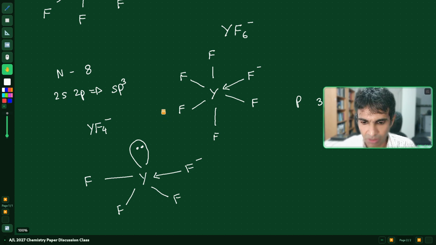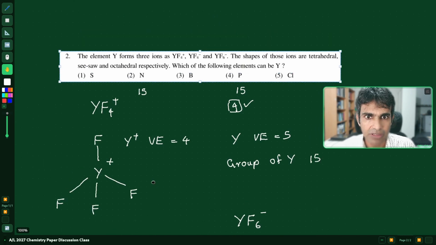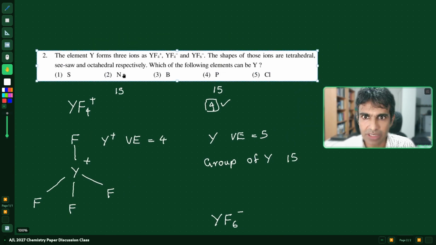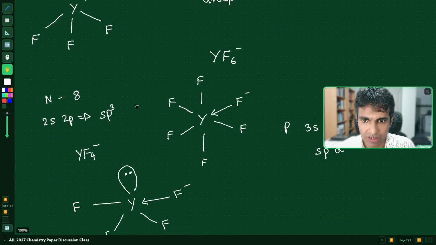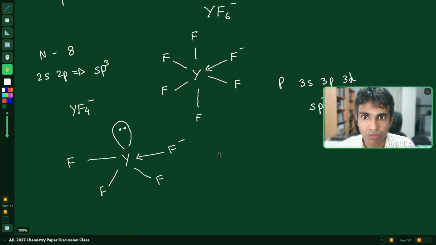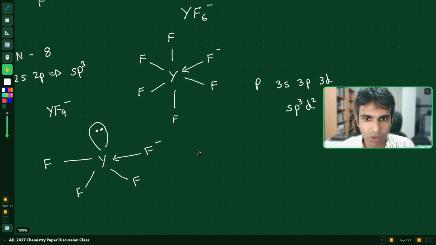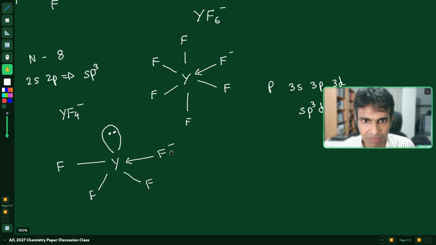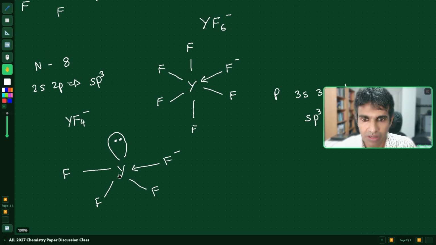Most common mistake when writing answers to this question is some students mark the correct answer as the second one, selecting nitrogen as the element Y, but it is incorrect. Even though it is in group 15, it cannot form sp3d2 or sp3d hybridizations. Therefore there cannot be valence electrons more than 8 around nitrogen atom.